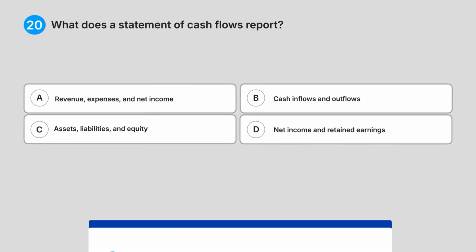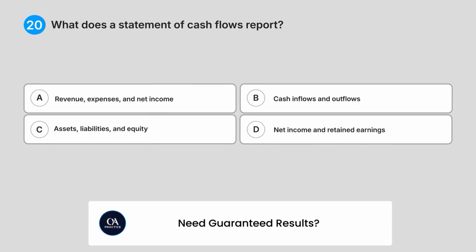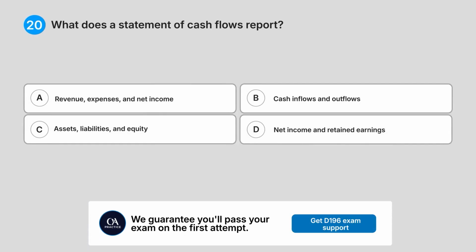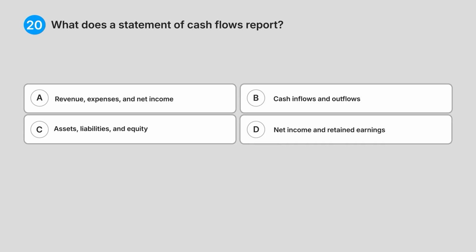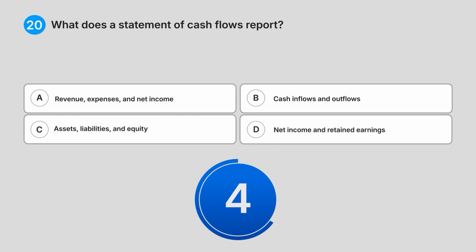20. What does a statement of cash flows report? A. Revenue, expenses and net income. B. Cash inflows and outflows. C. Assets, liabilities and equity. D. Net income and retained earnings. Do you know the answer?